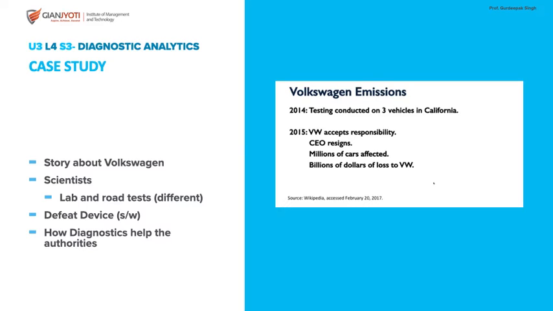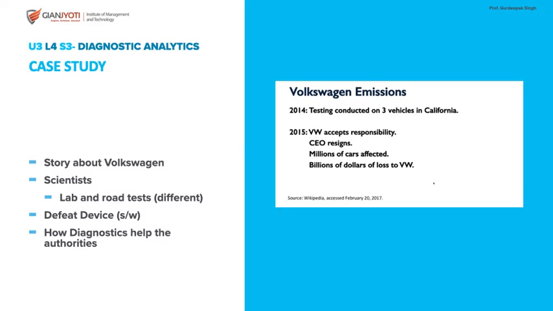If you remember, in 2014, Volkswagen emissions were questioned, and when they checked, later on it came out that they were befooling the authorities in terms of the pollution levels which were permitted, because the pollution level caused by Volkswagen was very high, whereas they were claiming it was less, and when it was being tested, it was okay. So how this fault was identified by a group of scientists through the diagnostic analytics, that is what we will try to see.